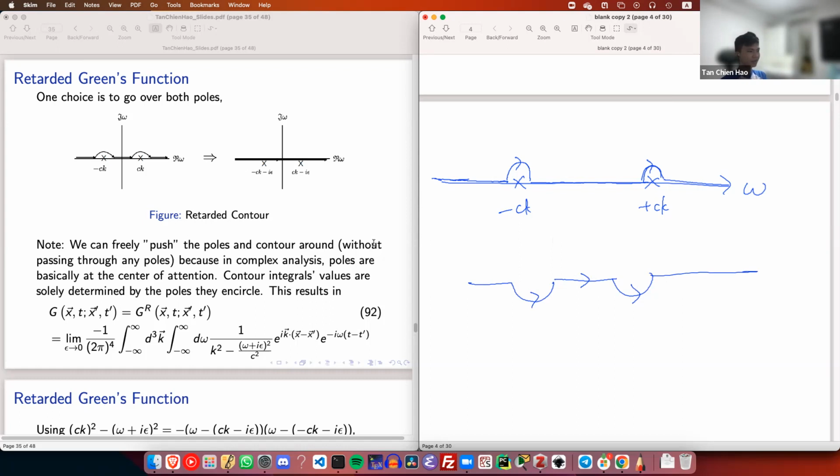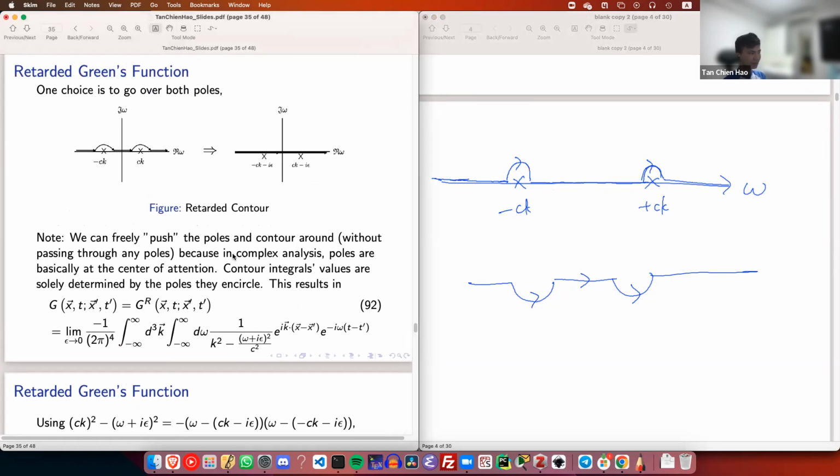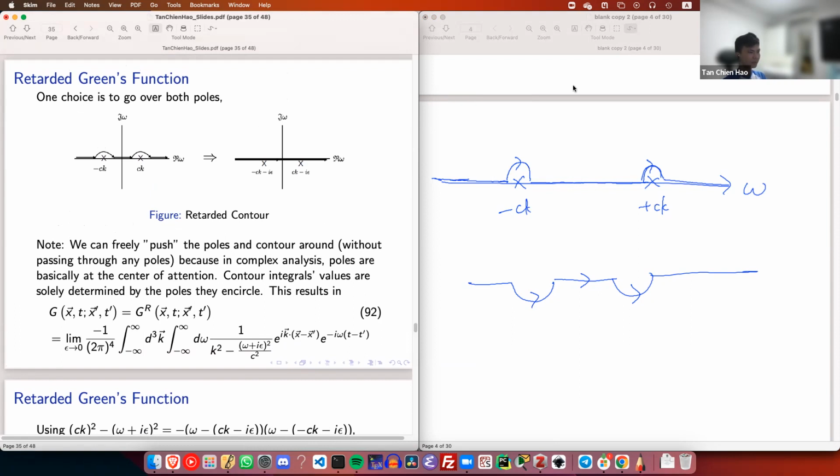So the choice of the contour, if we try all 4 of them out, it turns out that the choice over here is the one that is most sensible. It creates the most sensible physics. So I chose to go above the 2 poles, and so this becomes the contour integral.